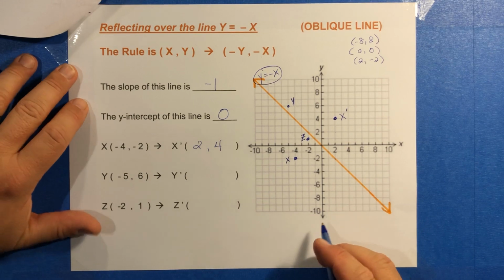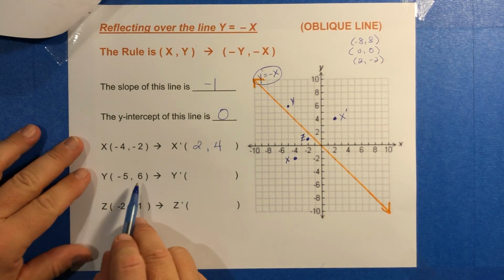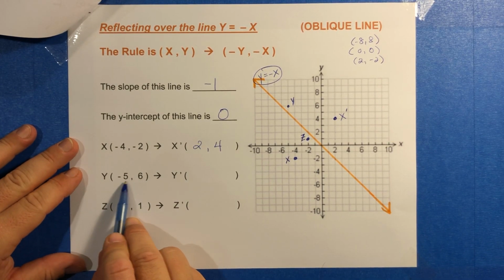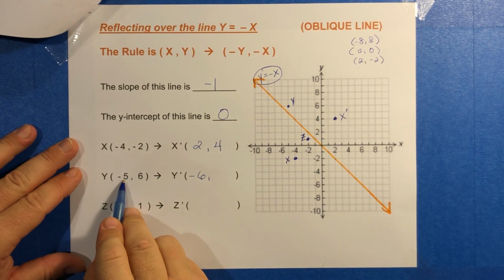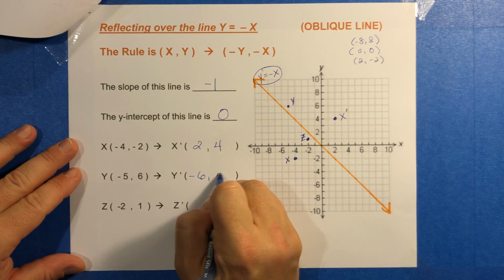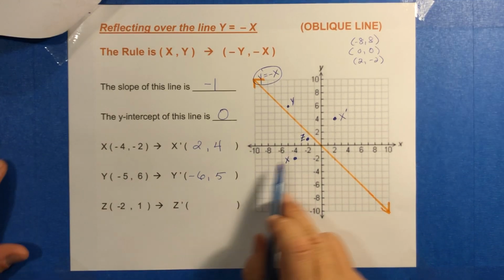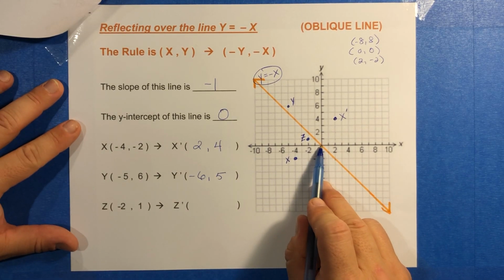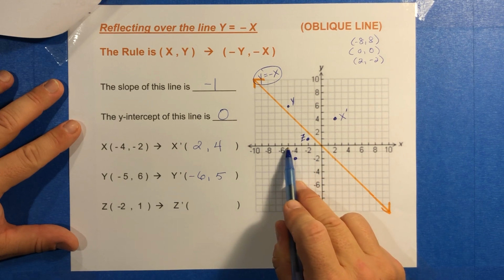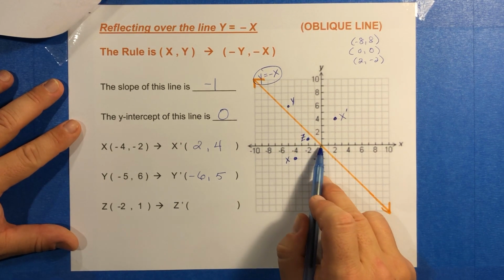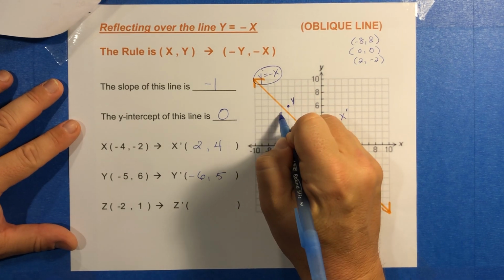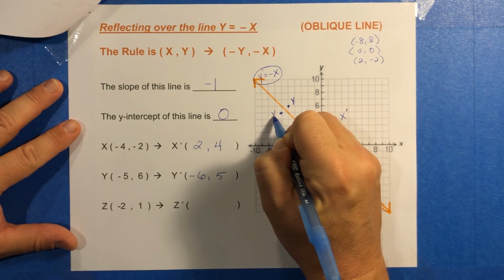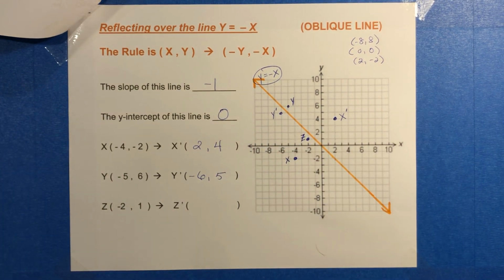All right, last two. Y is at negative 5, comma, 6. I'm going to take the 6 and put it in the first spot, but change its sign. That's going to be negative 6, and then swap and change the sign will become negative 6, 5. So now instead of going negative 5 and up 6, we're going to go negative 6 and up 5. Boom. So you can kind of see just a little reflection, about 1 unit on each side.